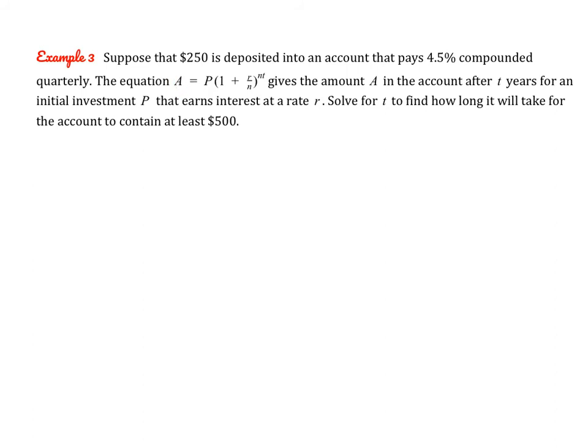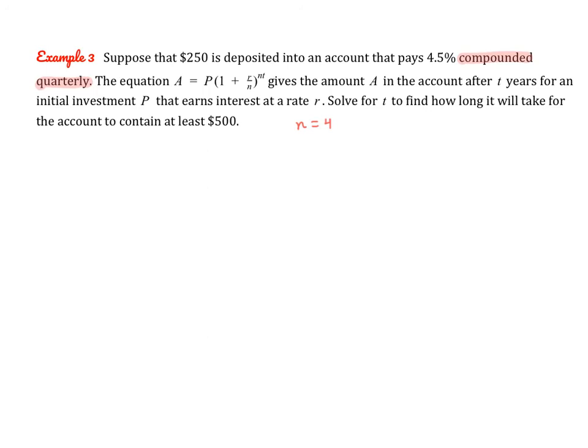So A is the amount in the account after t number of years with an initial investment of P, that's our principal, that earns an interest rate of r, so this would be r as a decimal, not a percent, and then n is the number of times that it's compounded. So in this case, since it says it's compounded quarterly, we would say that n equals 4.